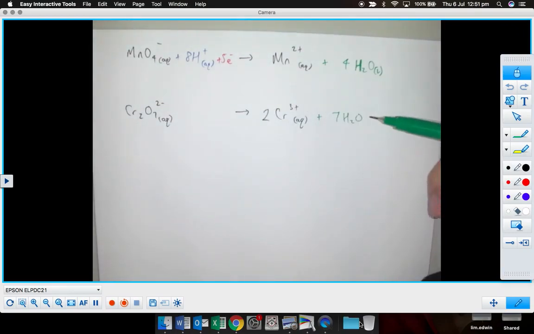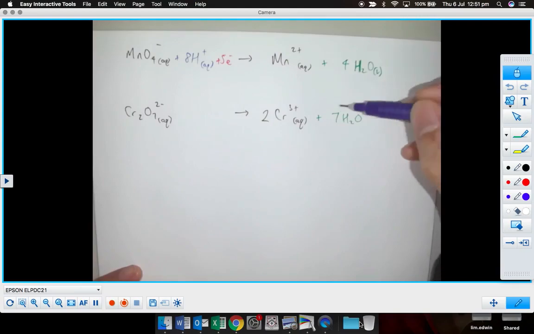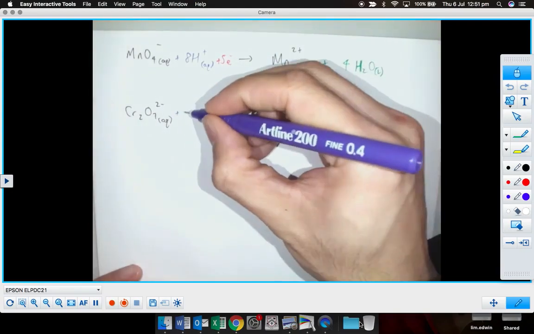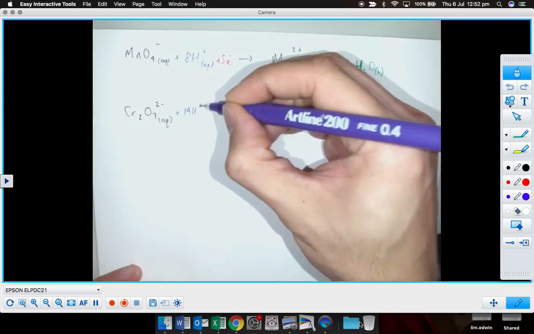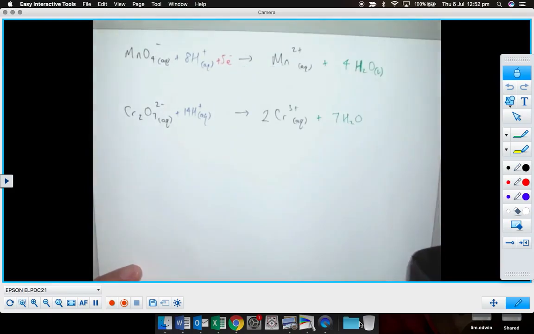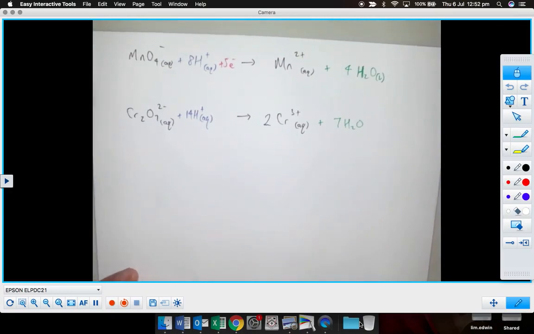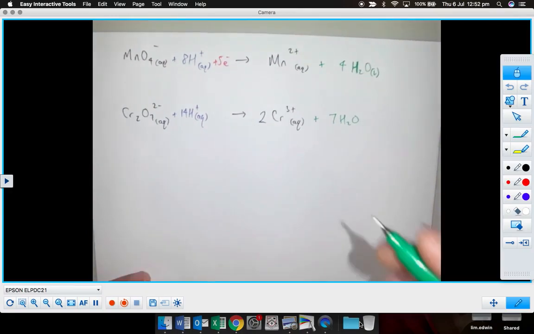So 7 waters. The next step is to add in hydrogens. I have 14 hydrogens over here and 0 hydrogens over here. So I'm going to add in 14 hydrogen ions here. Again, I've forgotten to put in states, which is terrible. And so now I've got to finally add in electrons.